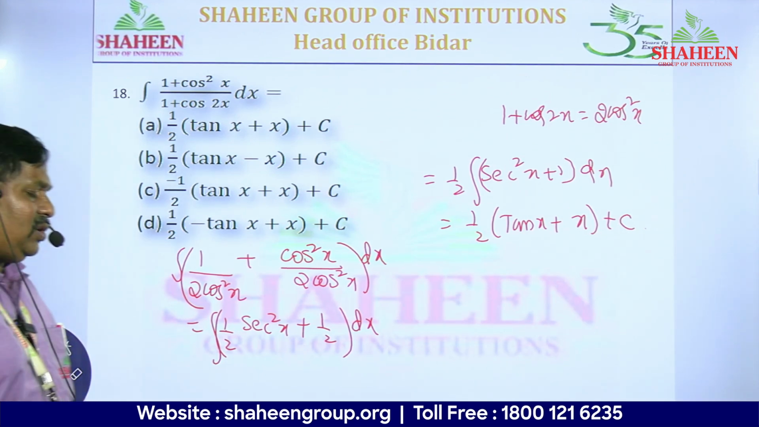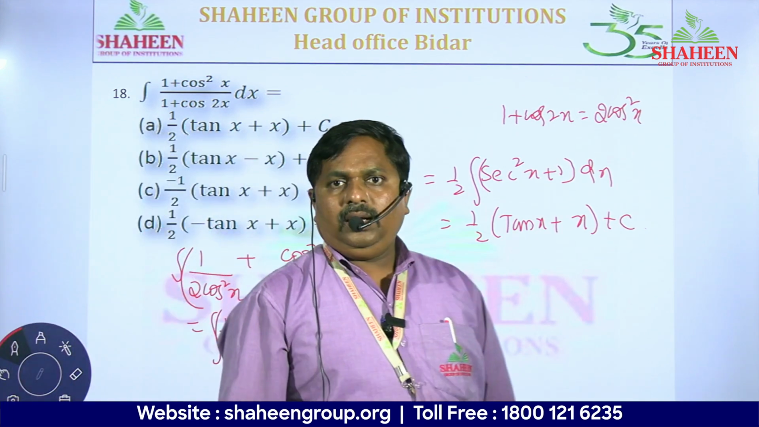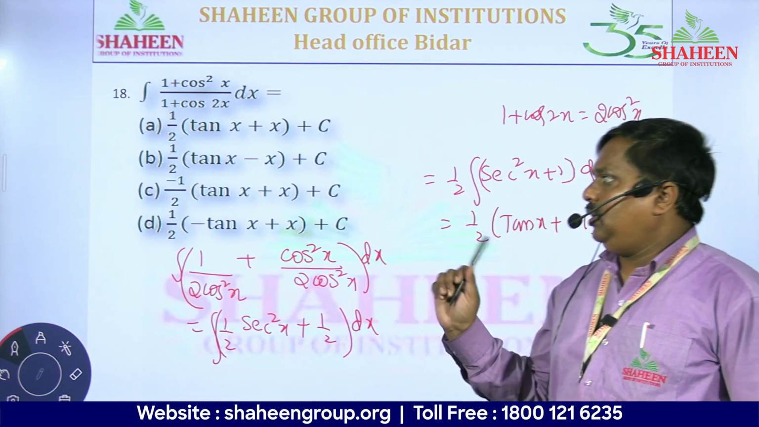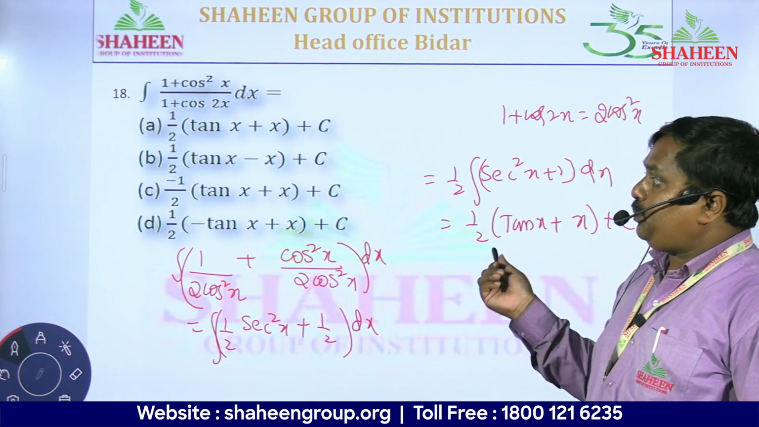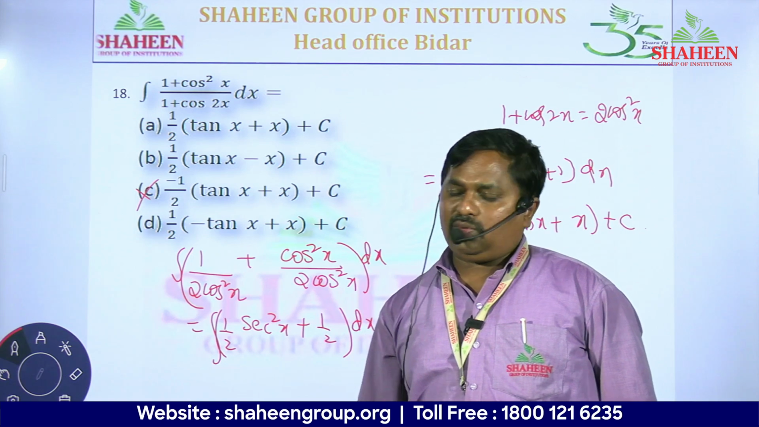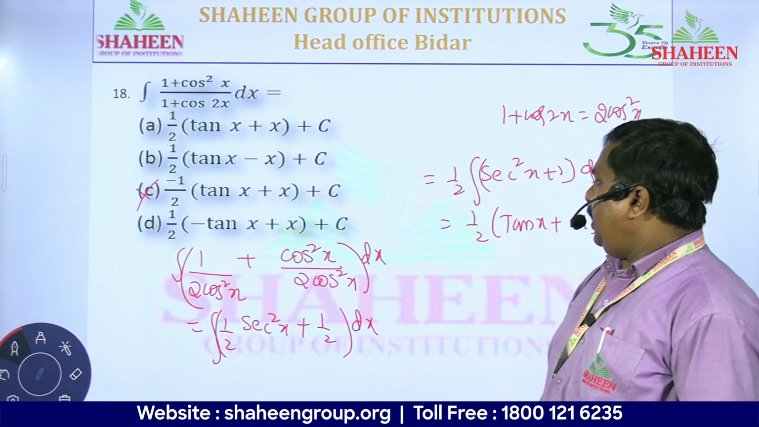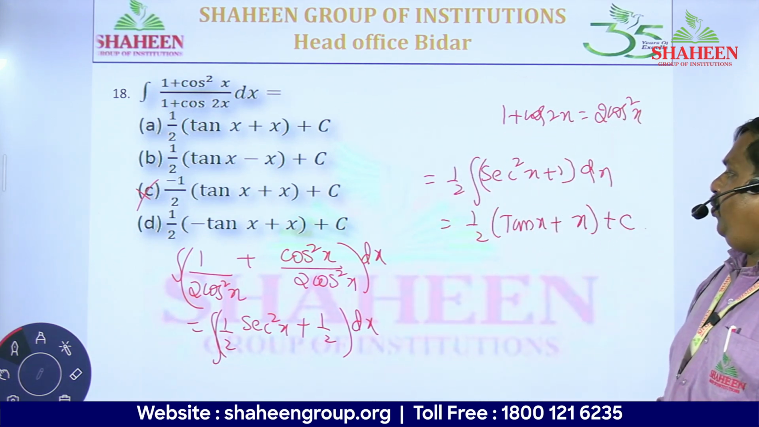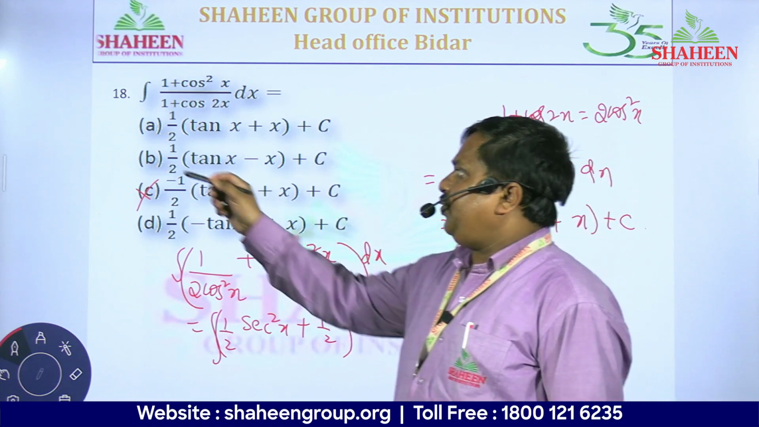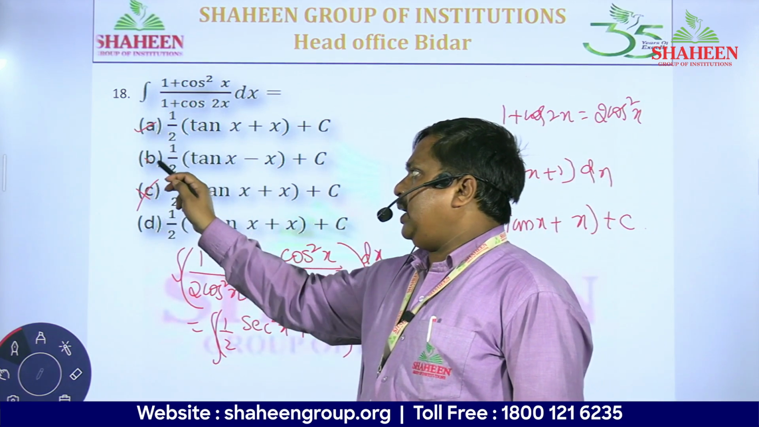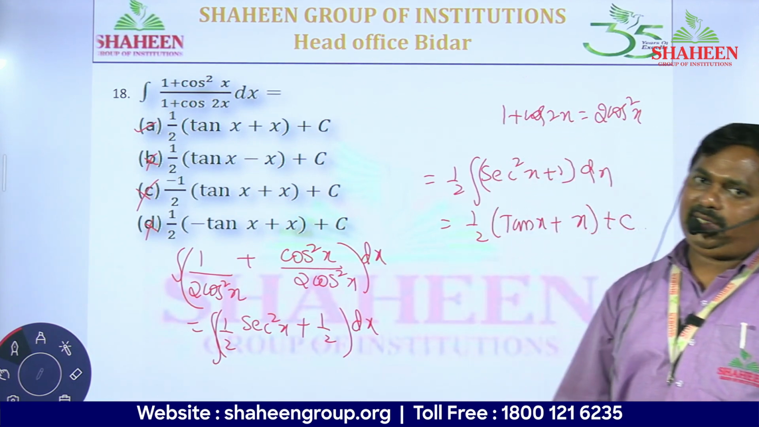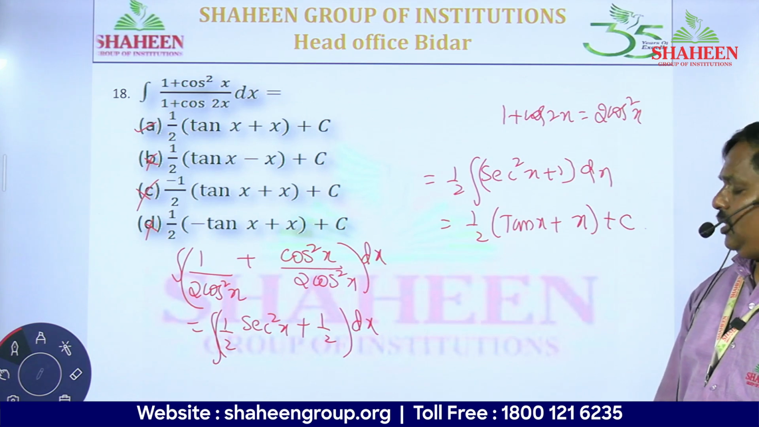We're checking for this option. You can see that in all the 4 options we have 1 by 2 common outside, that is plus 1 by 2. So the third option is wrong because we have minus 1 by 2 outside. And inside the bracket we have tan x plus x. The first option is correct. The second and fourth options are wrong.